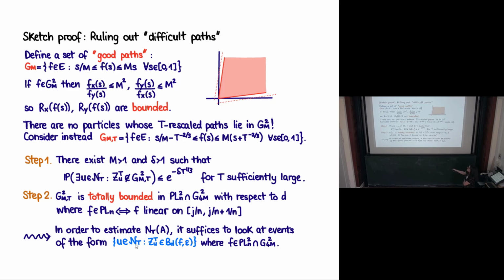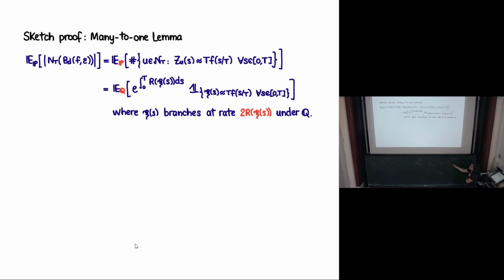So we can restrict the analysis to a ball around a nice function. Then I'm going to look first at the expected number of particles whose rescaled path lies in a ball around this function. And then the most important tool to compute the expectations is going to be the many-to-one lemma, which is a classical tool for branching systems. I just want to explain here briefly how it works and why it behaves nicely when the rates depend on the spatial position of particles.